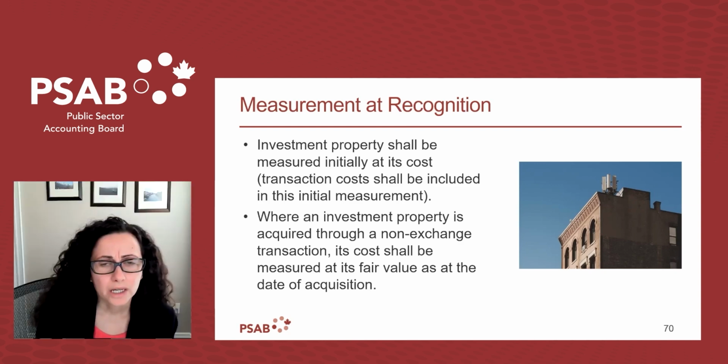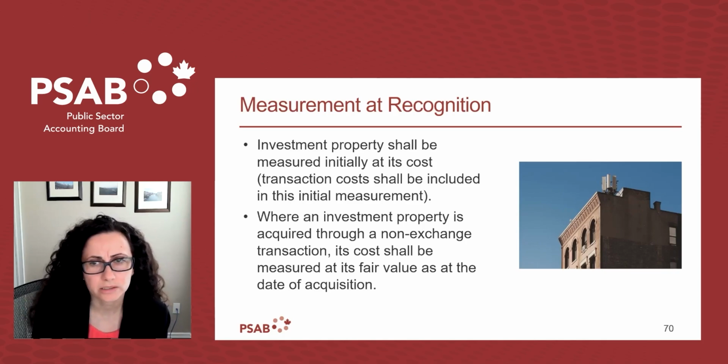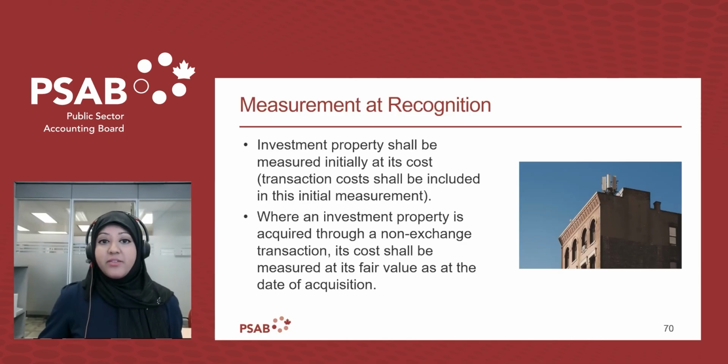And Iman, can you talk a little bit more about what is included in the cost of an investment property? Sure. The cost of a purchased investment property comprises its purchase price and any directly attributable expenditure. Directly attributable expenditure includes, for example, professional fees for legal services, property transfer taxes, and other transaction costs.